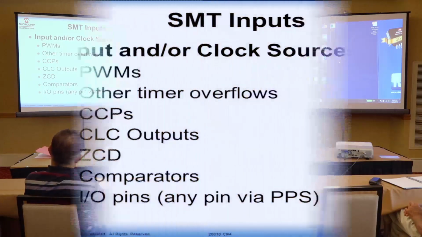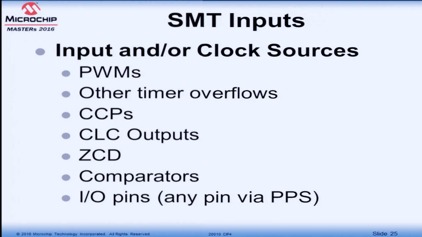So what can we choose as the clock source for the SMT and its input? Like other CIPs, it can come from a various selection of inputs, internal or external. You can choose from PWMs, other timer overflows like Timer 1 and Timer 2, CCPs (capture, compare, PWMs), CLC output, the zero cross detection module (ZCD), comparators, and, of course, external I/O pins.